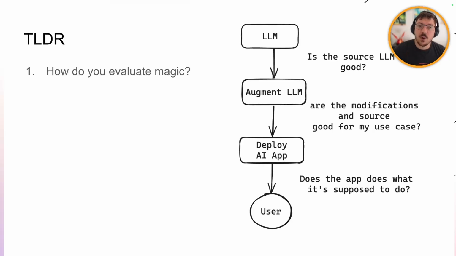So how do we go about this? What kind of techniques can we use for evaluating at these levels? I'll start by the end. How do we evaluate the final app, and then the augmentation LLM, and then the LLM?